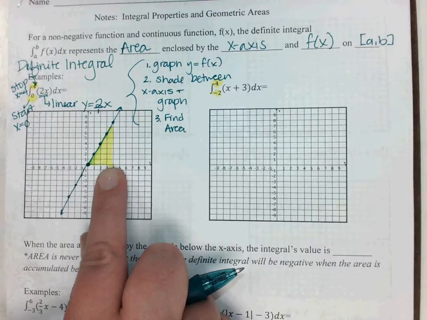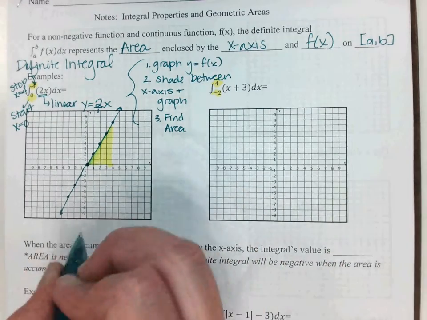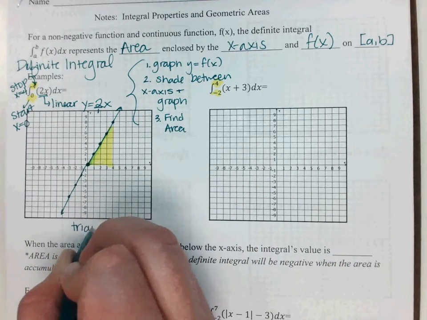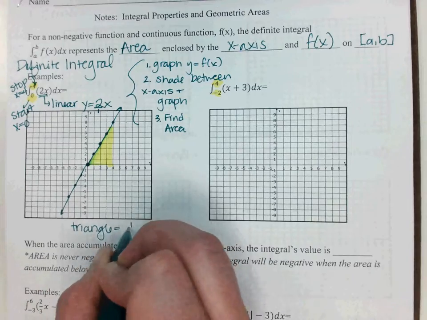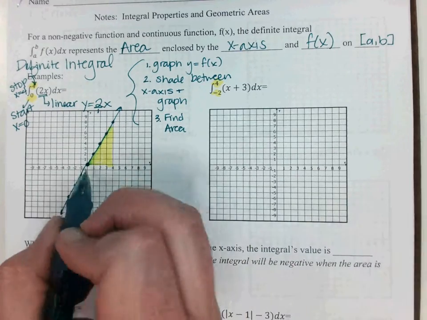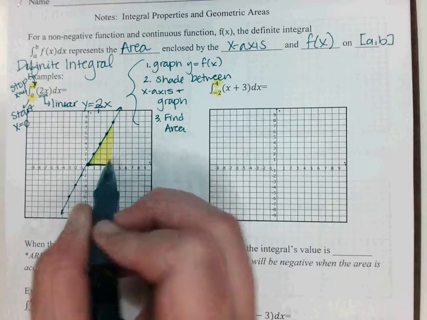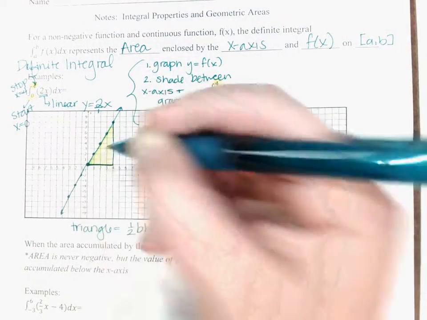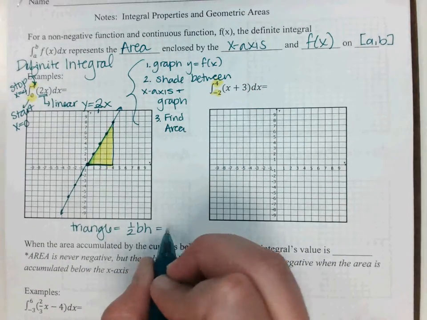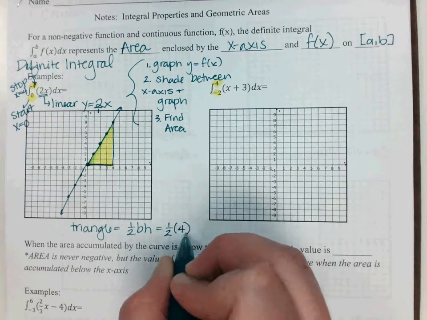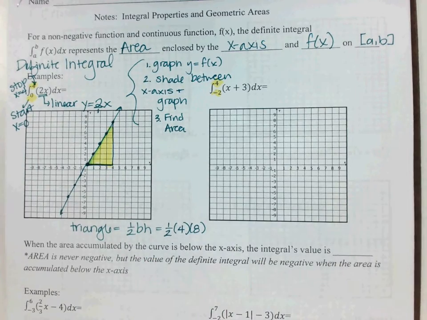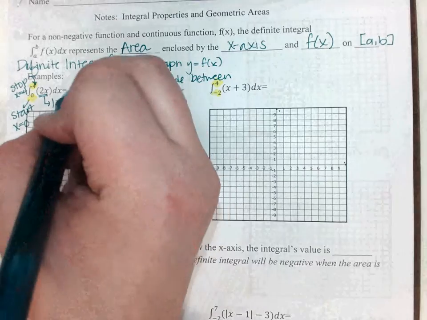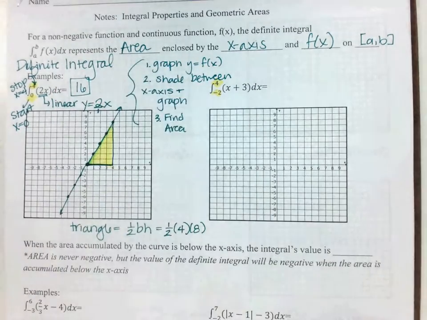What shape is that? Okay, triangle. How do you find the area of a triangle? Okay, 1/2 base times height. How long is my base? 4. How tall is my height? Height is 8, so it'd be 1/2, 4 times 8. 32 cut in half is 16. That'd be your answer. Okay?